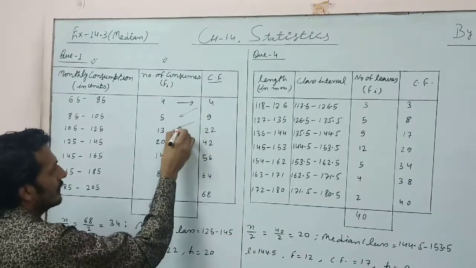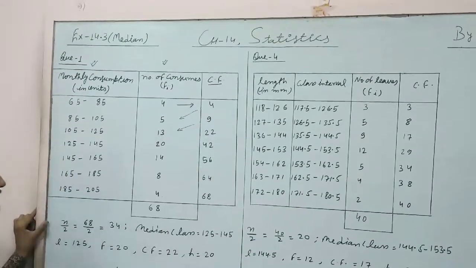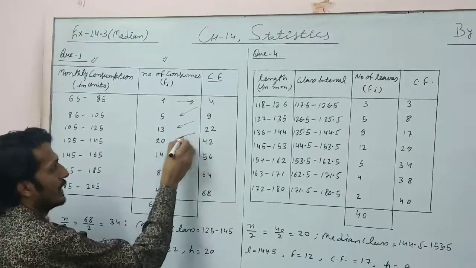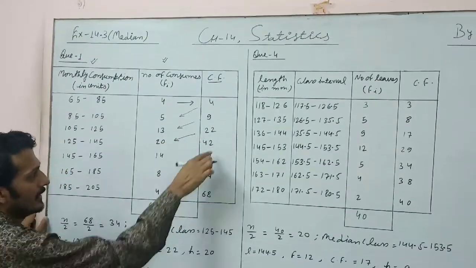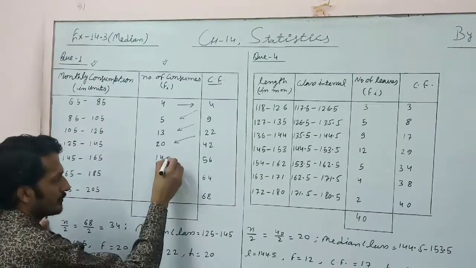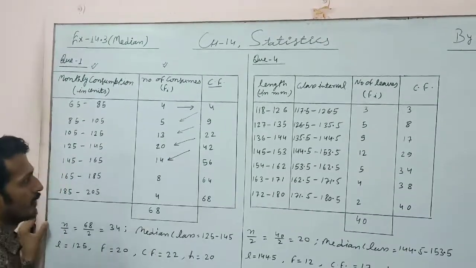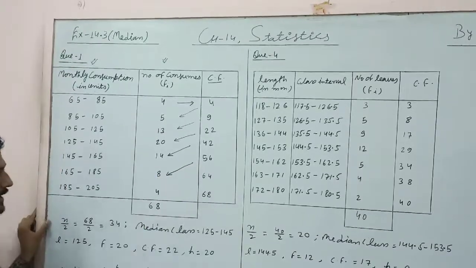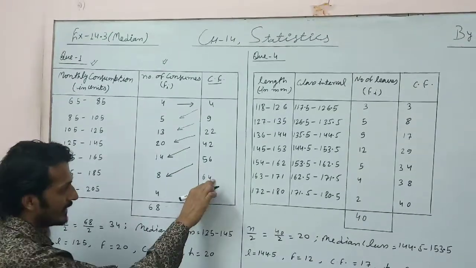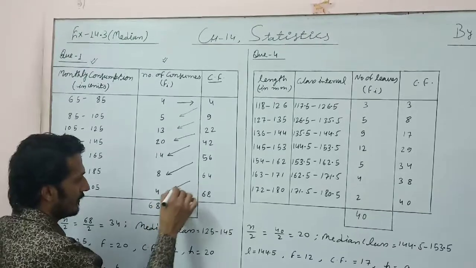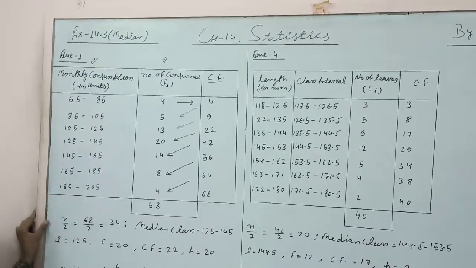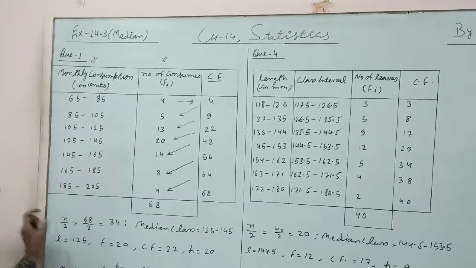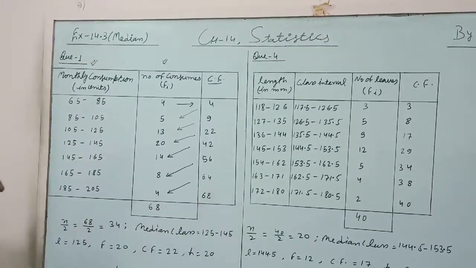After that, 9 will be added to 13, so we will get 22, we wrote 22. Then 22 will be added to 20, then we get 42. This 42 we will add to 14, then we get 56. Then 56 will be added to 8, and we get 64. Then we add 64 to 4, then we get 68. Now this is the process to find CF.